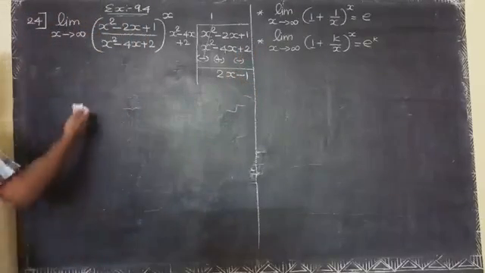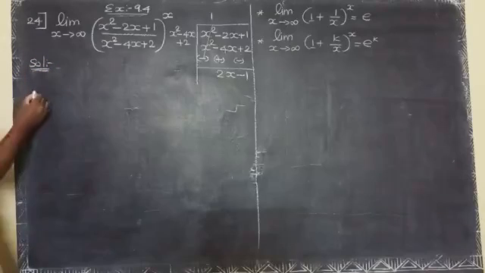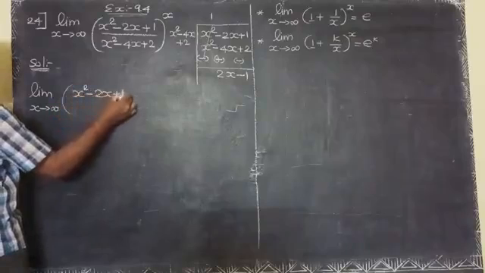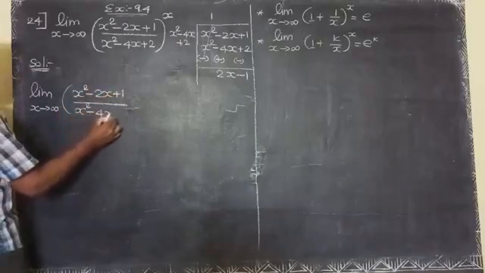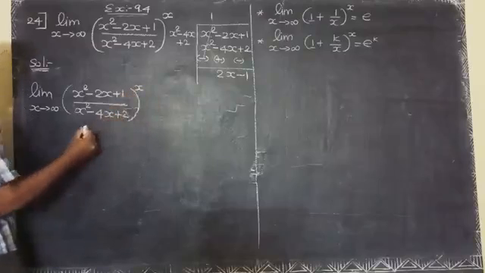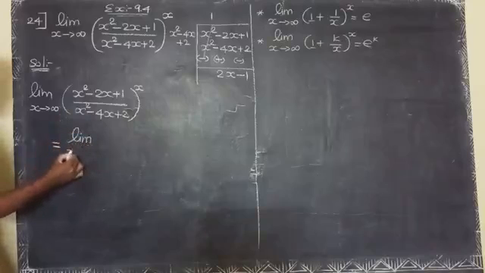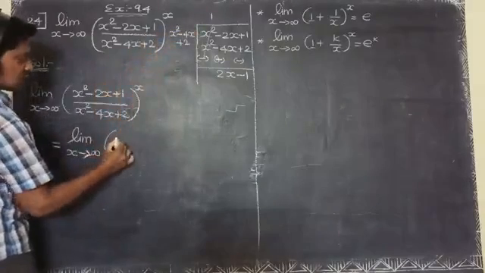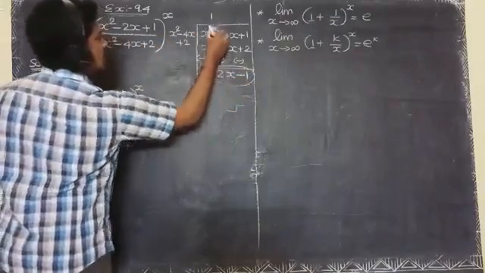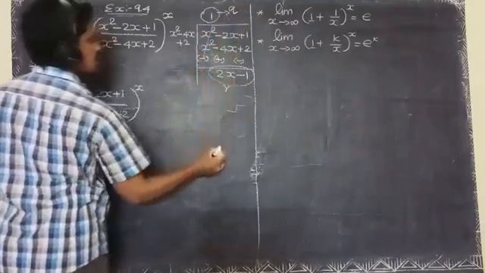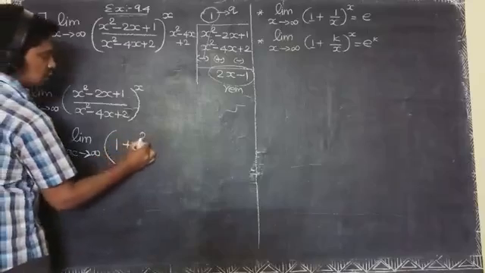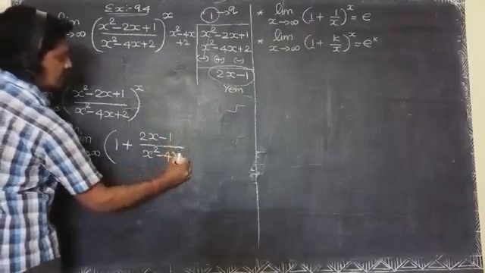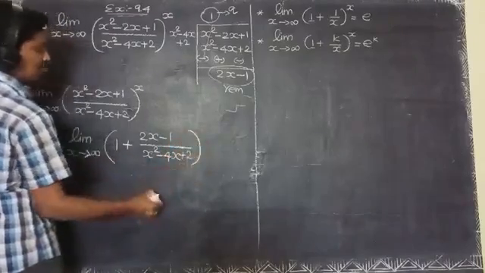Okay. The given function can be changed to limit x approaches infinity of (x square minus 2x plus 1 divided by x square minus 4x plus 2) whole power x, which is equal to limit x approaches infinity. This function can be written as 1 plus the remainder over the divisor; this is the quotient, this is the remainder. So 1 plus (2x minus 1 divided by x square minus 4x plus 2) whole power x.